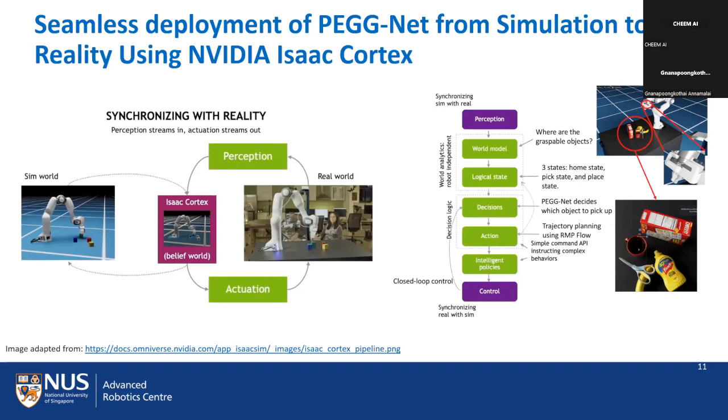Not another Pegnet, but another 6DOF grasping network. Because Pegnet is 4DOF grasping.